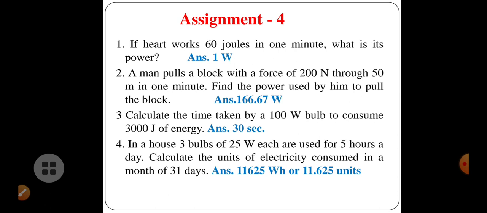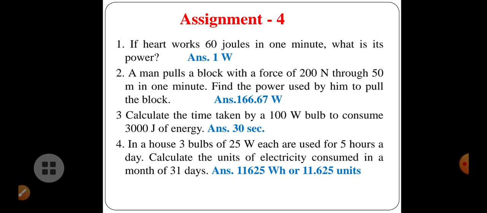Calculate the time taken by a 100 watt bulb to consume 3000 joule of energy. Now in this question we have to find time. Power is given to us, that is 100 watt, and energy is given to us, and we have to calculate time. It is also a direct question, so check your answer.